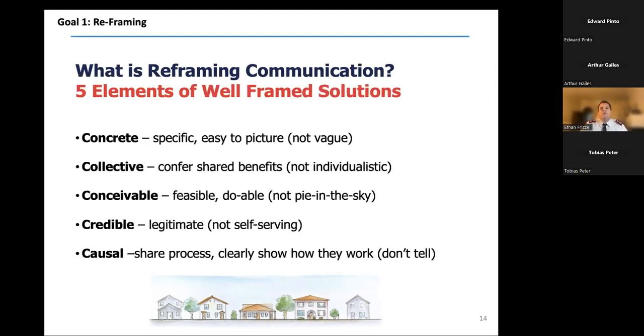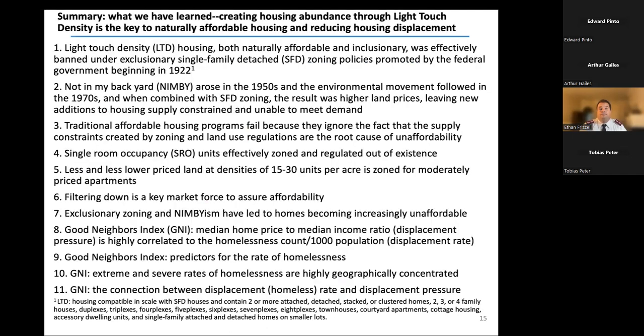There are 5 elements of a well-framed solution. They have to be concrete, collective, conceivable, credible, and causal. And we hope today with what we share that you see that we have achieved these goals, that they're concrete, collective, conceivable, credible, and causal. Many of you would have heard this morning's sessions, the summary of lessons that were learned. I share them here only to get us in the same direction, and then we'll go right into the tool.